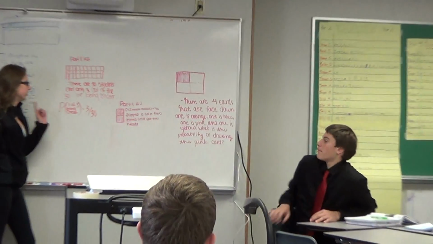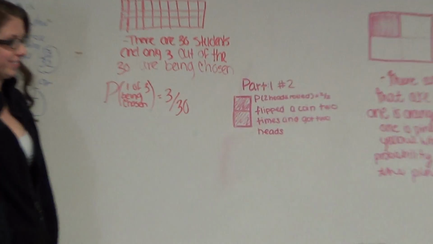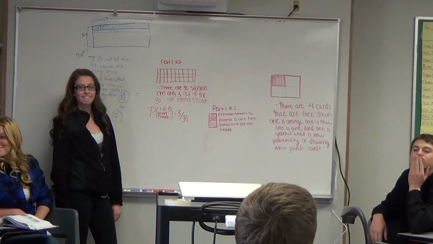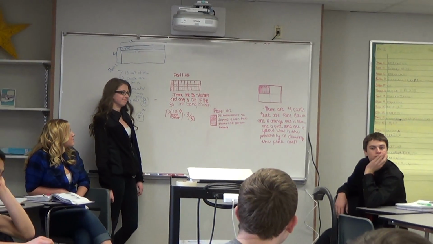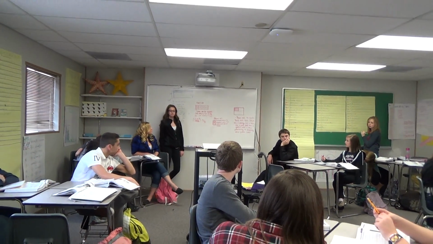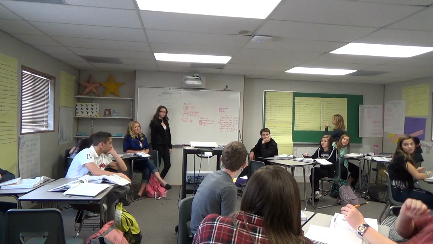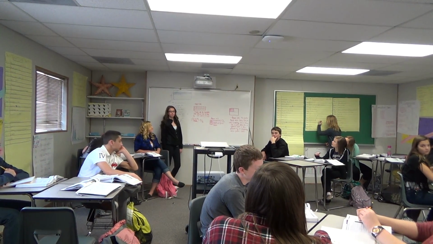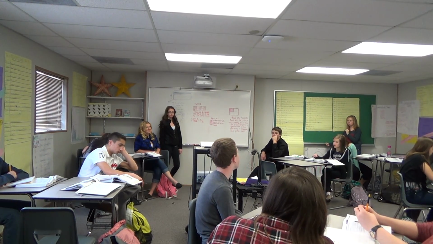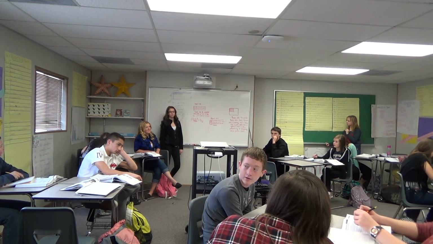Okay, so there are 30 students, and only 3 out of the 30 are being chosen. So there are 3 out of 30. If you reduced it, could you make it 1 out of 10? Yeah. Speak loud so we all can hear you. If you could reduce it, I guess the lowest number would be 1 out of 10.